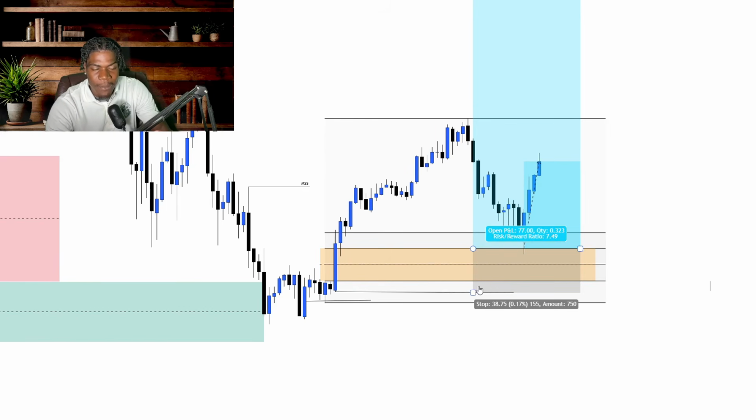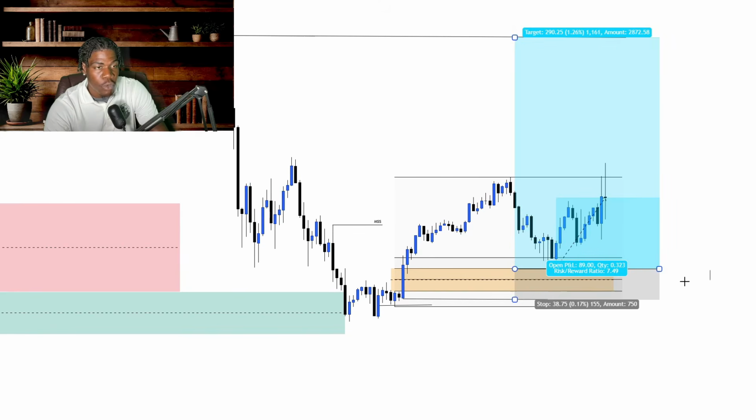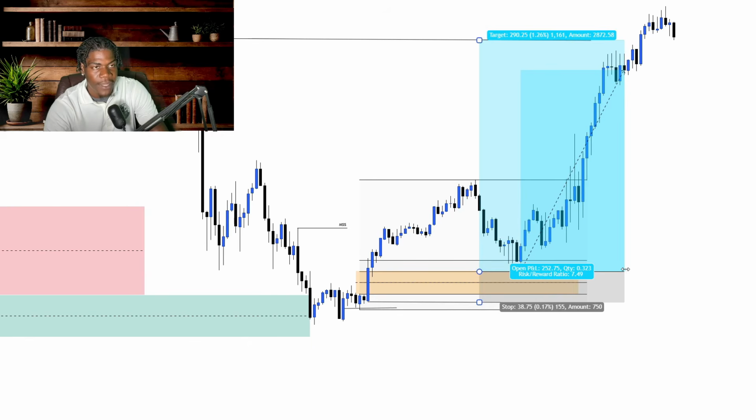Possibly, if you use a rejection order block for the OTE, then it's probably going to pull back all the way to the 0.88. But now I want to see price pull back all the way up here. Give yourself room, right? First take profit out of there. Boom. Second take profit out of there, right?